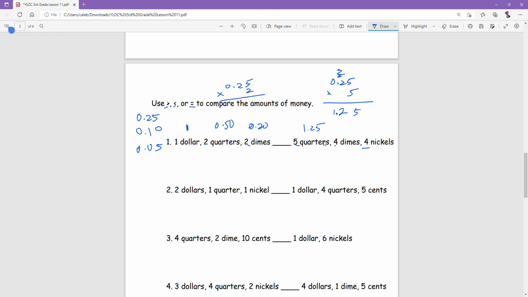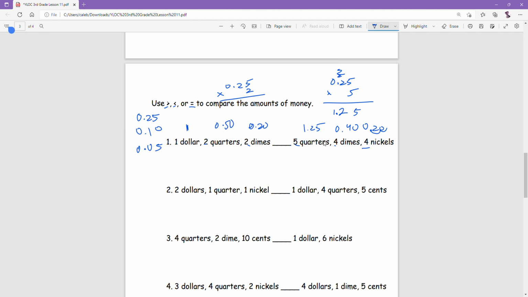4 dimes is just 4 10 cents, so 4 times 10. And we're just going to add the 0 point, and that's 0.40. 4 nickels, we have 4 5 cents. 5 times 4 is 20. And we're going to have to move it 2 decimal places forward. So it's like that, 1, 2, here. So we get 0.20. Now we're going to have to add all of these together.